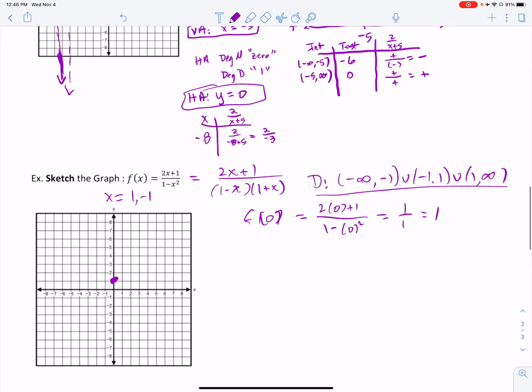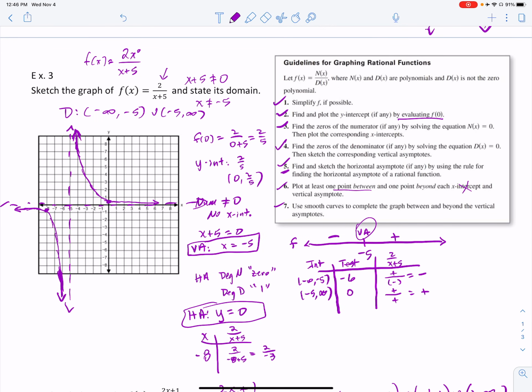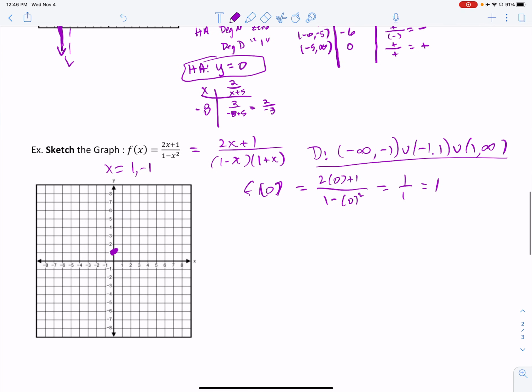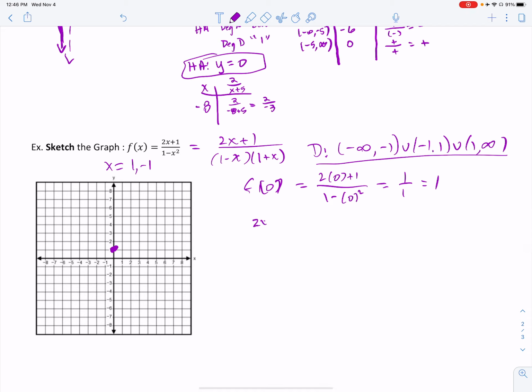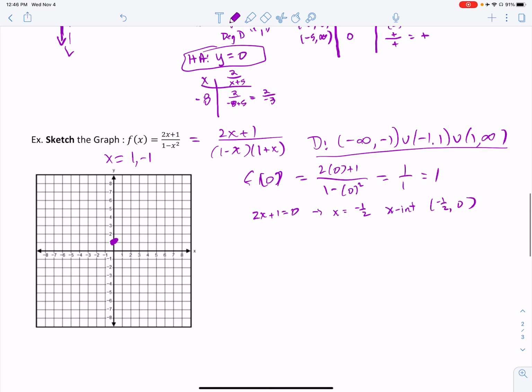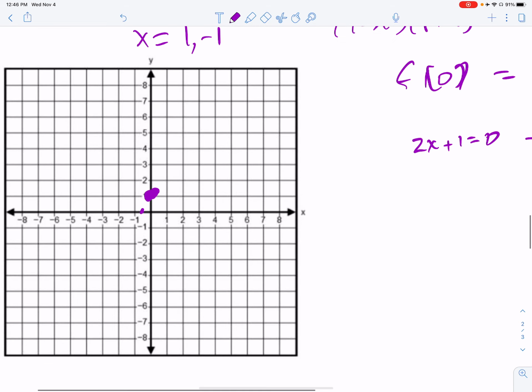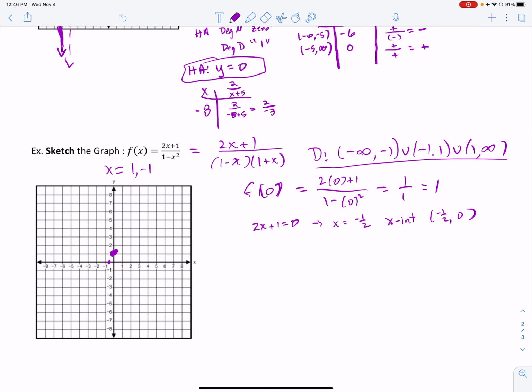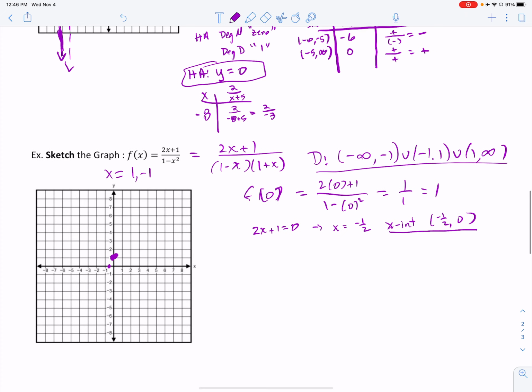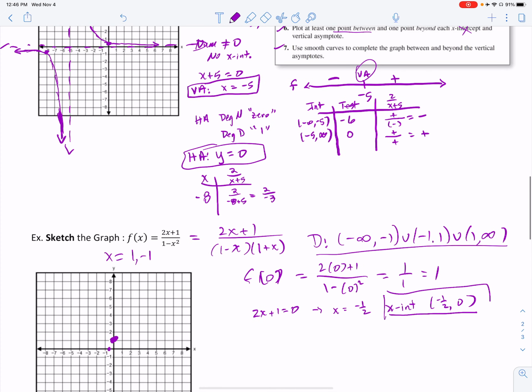And the next step is to find the zeros of the numerator and plot corresponding x-intercepts. So set 2x plus 1 equal to 0. And if you solve that, you get x equals a negative 1/2. So you have an x-intercept of negative 1/2 comma 0. So put that in right there as a point. And I'm going to go ahead and box that.